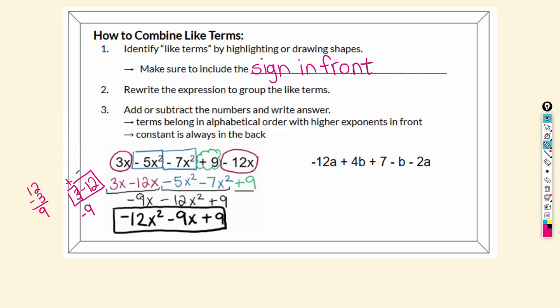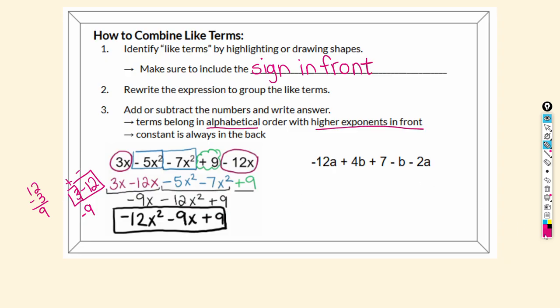One final step is to make sure they're in the correct order. We do want the final answer to be in alphabetical order with higher exponents in front. See how the negative 12x squared term moved to the front, and the negative 9x term was in the middle, and the constant is always in the back. So that single number there is in the back.